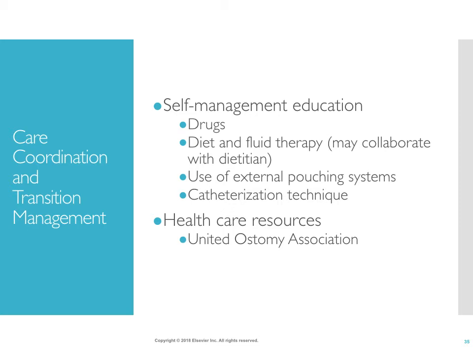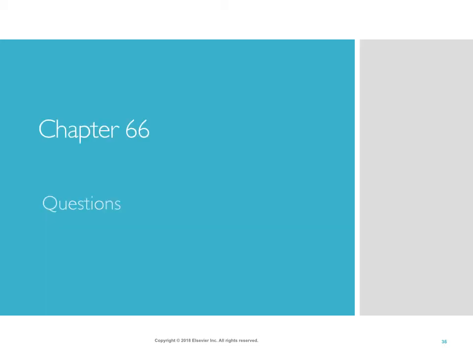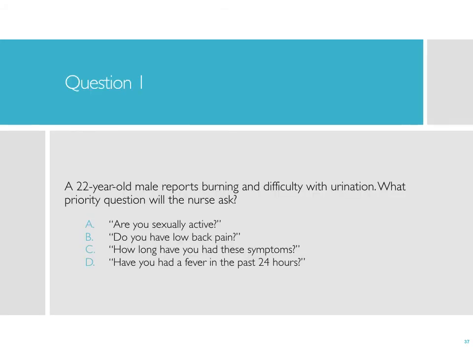So let's talk a little bit about some questions for this chapter. A 22-year-old male reports burning and difficulty with urination. What priority question will the nurse ask? Are you sexually active? Do you have low back pain? How long have you had these symptoms? And have you had a fever in the past 24 hours?